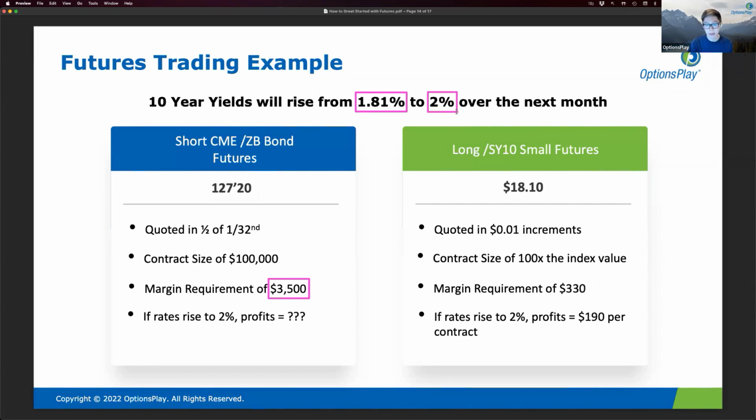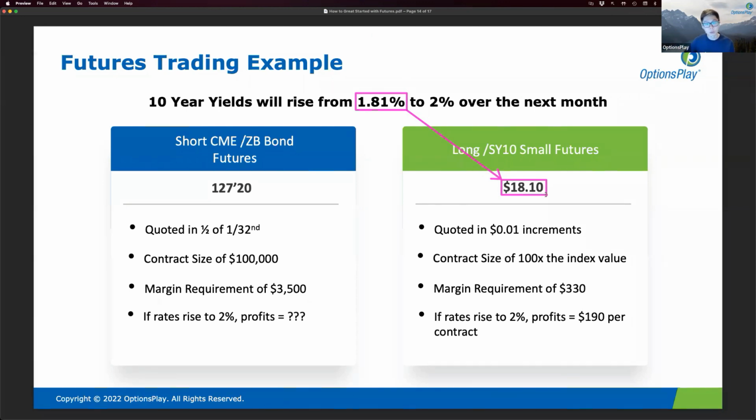So there are quite a few challenges, in my opinion, to take on direct exposure in interest rates that we all have our eyes glued on. So what I want to show you is some of the futures products that the small exchange provided. The SY10 futures contract gives you direct exposure to the interest rate itself. So when the interest rate of the 10-year yield is currently at 1.81%, the SY10 future is trading at $18.10, a direct one-to-one correlation between the interest rate and where the futures are trading.